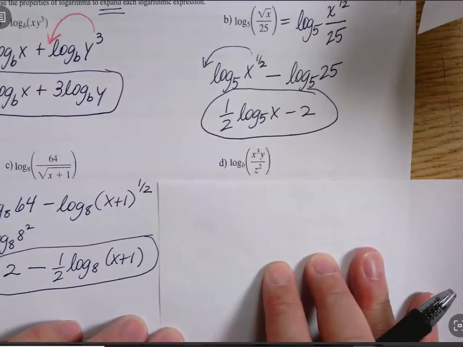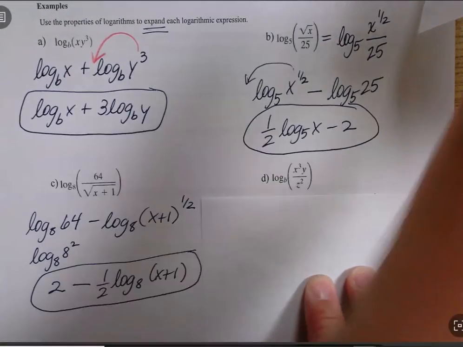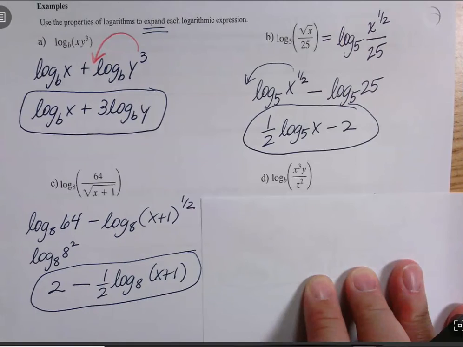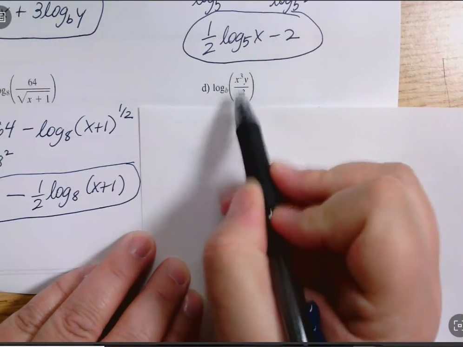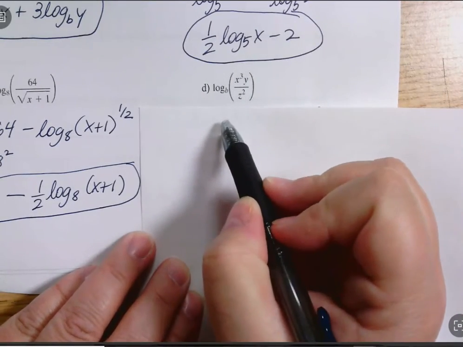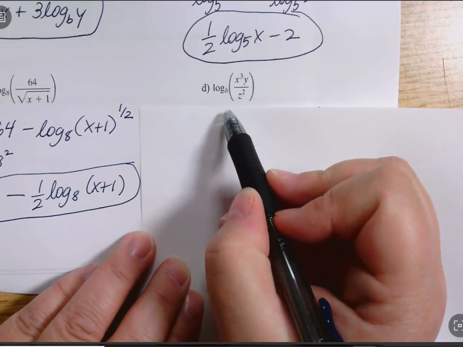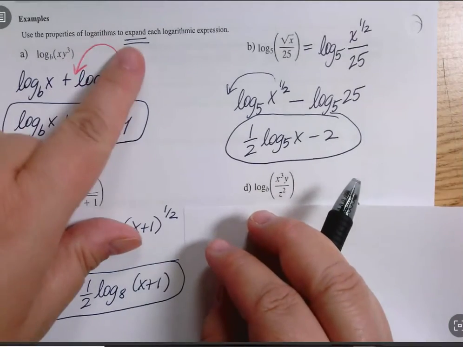And if you need to see the other ones, here's A and B and C. Okay, so this is condensed basically. This is in its most compact form. And so we are expanding, and that's what the directions say, expand.